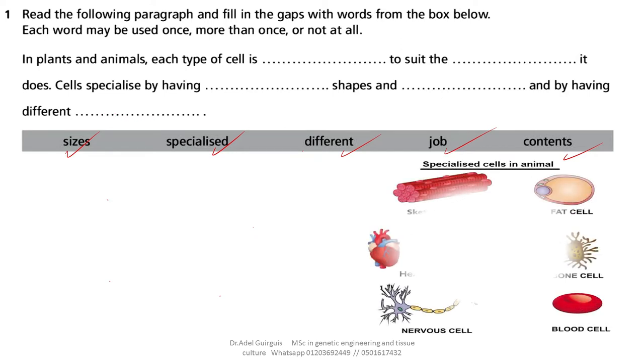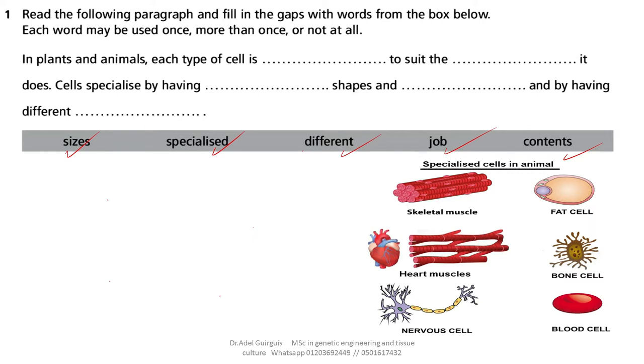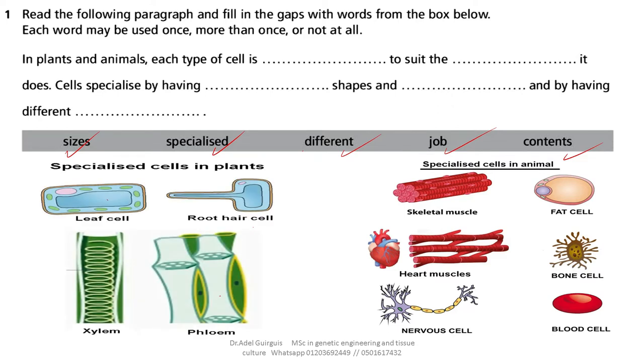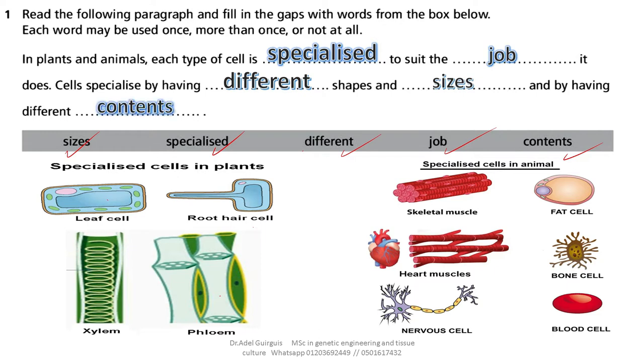Okay, look at these specialized cells in animals: muscle cell, fat cell, bone cell, heart muscle, nervous cell or nerve cell, blood cell, red blood cell. Specialized cells in plants: root hair cells, leaf cell, phloem cell, xylem cell. So the answer now: in plants and animals, each type of cell is specialized to suit the job it does. Cells specialize by having what? Sure, having different shapes, different sizes, and by having different contents. This is done to suit the job it performs.